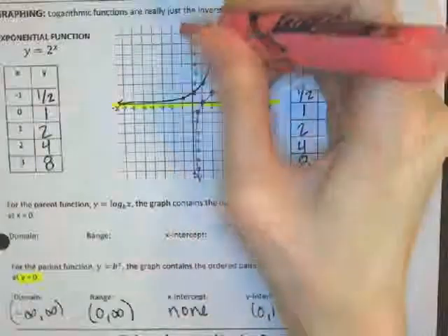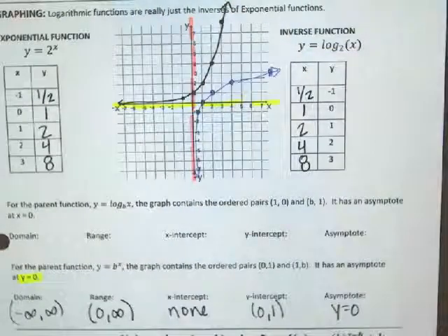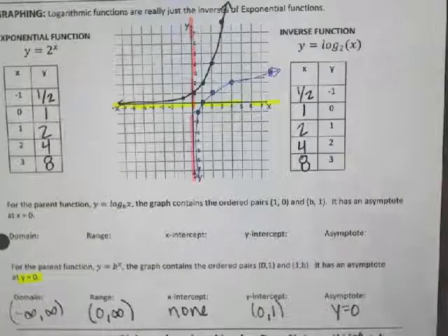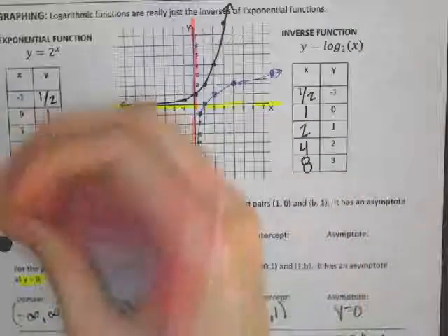So what equation represents this asymptote? What equation represents that asymptote for the logarithm? X equals 0.